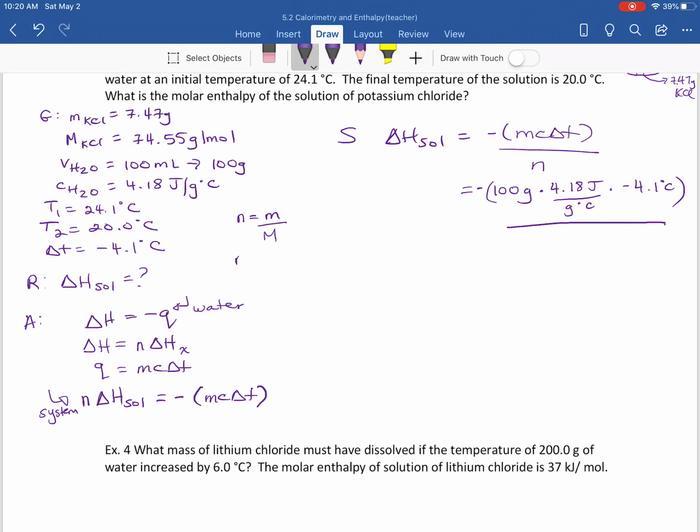So number of moles of potassium chloride is mass over molar mass. So 7.47 grams divided by 74.55 grams per mole. And so my number of moles is equal to 0.10 moles. Oops, I'm just going to get rid of that because that's kind of messy there. Oops, I got rid of everything there. All right, so now we know we've got 0.10 moles of potassium chloride.